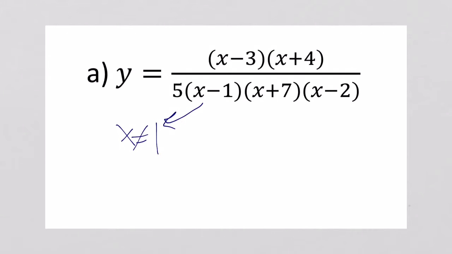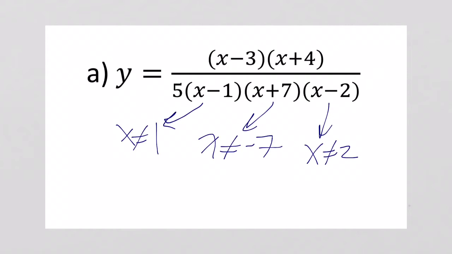And that's a problem. Well, what about this factor? This factor says that x cannot equal -7, because if you plug in -7 for x, you get -7 plus 7 is 0. What about this last one? Well, that says that x cannot equal +2, because then you get 2 minus 2 is 0.